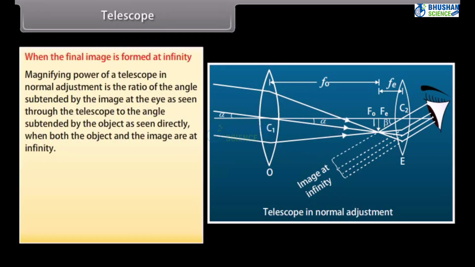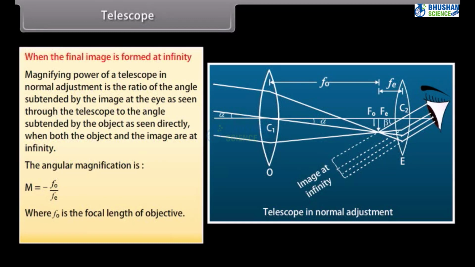Magnifying power of a telescope in normal adjustment is the ratio of the angle subtended by the image at the eye as seen through the telescope to the angle subtended by the object as seen directly when both the object and the image are at infinity. The angular magnification is m is equal to minus FO by FE, where FO is the focal length of objective, FE is the focal length of the eyepiece.